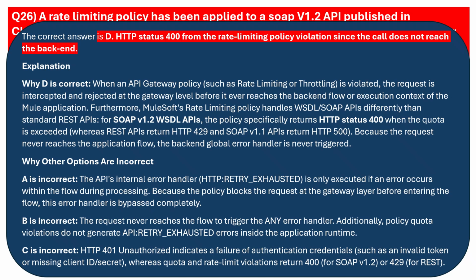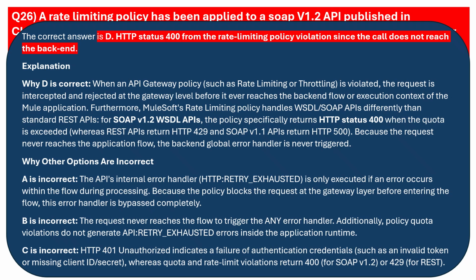When an API gateway policy, such as rate limiting or throttling, is violated, the request is intercepted and rejected at the gateway level before it ever reaches the backend flow or execution context of the Mule application. Furthermore, MuleSoft's rate limiting policy handles WSDL/SOAP APIs differently than standard REST APIs. For SOAP version 1.2 WSDL APIs, the policy specifically returns HTTP status 400 when a quota is exceeded, whereas REST APIs return HTTP 429 and SOAP version 1.1 APIs return HTTP 500. Because the request never reaches the application flow, the backend global error handler is never triggered.